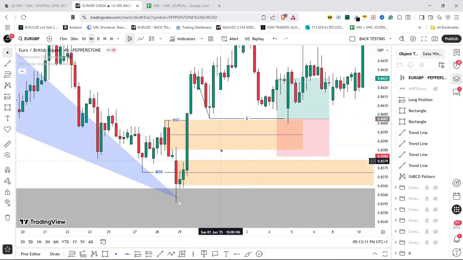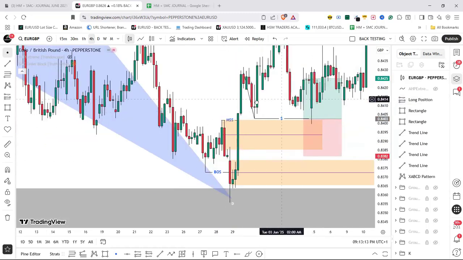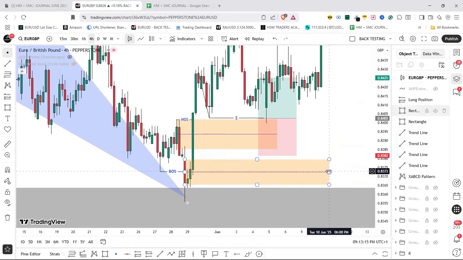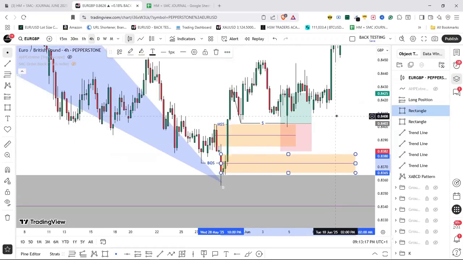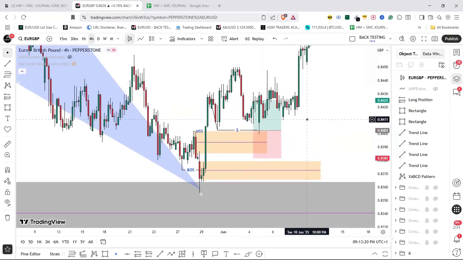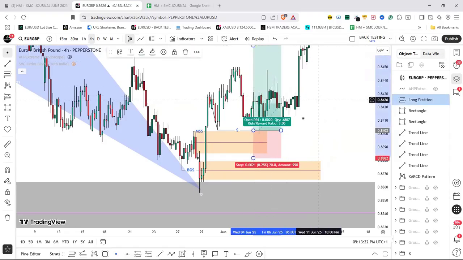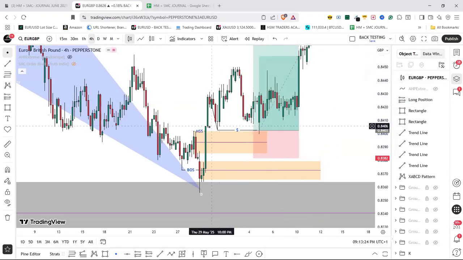Now you can see that a lot of people will be waiting for price to come back to this other block to pick an entry. But there was no liquidity that will make price do that. The only thing that will make price come back here is if there is not enough liquidity on this breaker block.